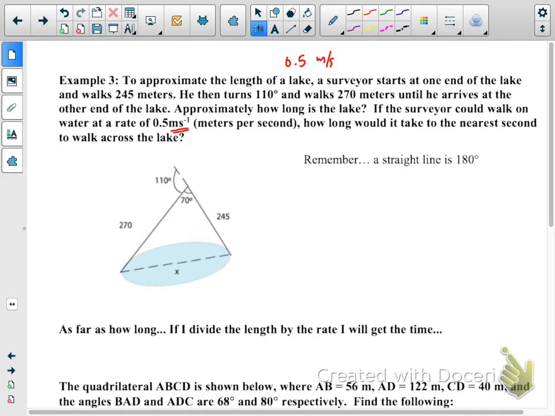Okay, so first let's start with this x here. So when it says that we turn 110 degrees, that turn is actually occurring outside of the triangle that I'm drawing.